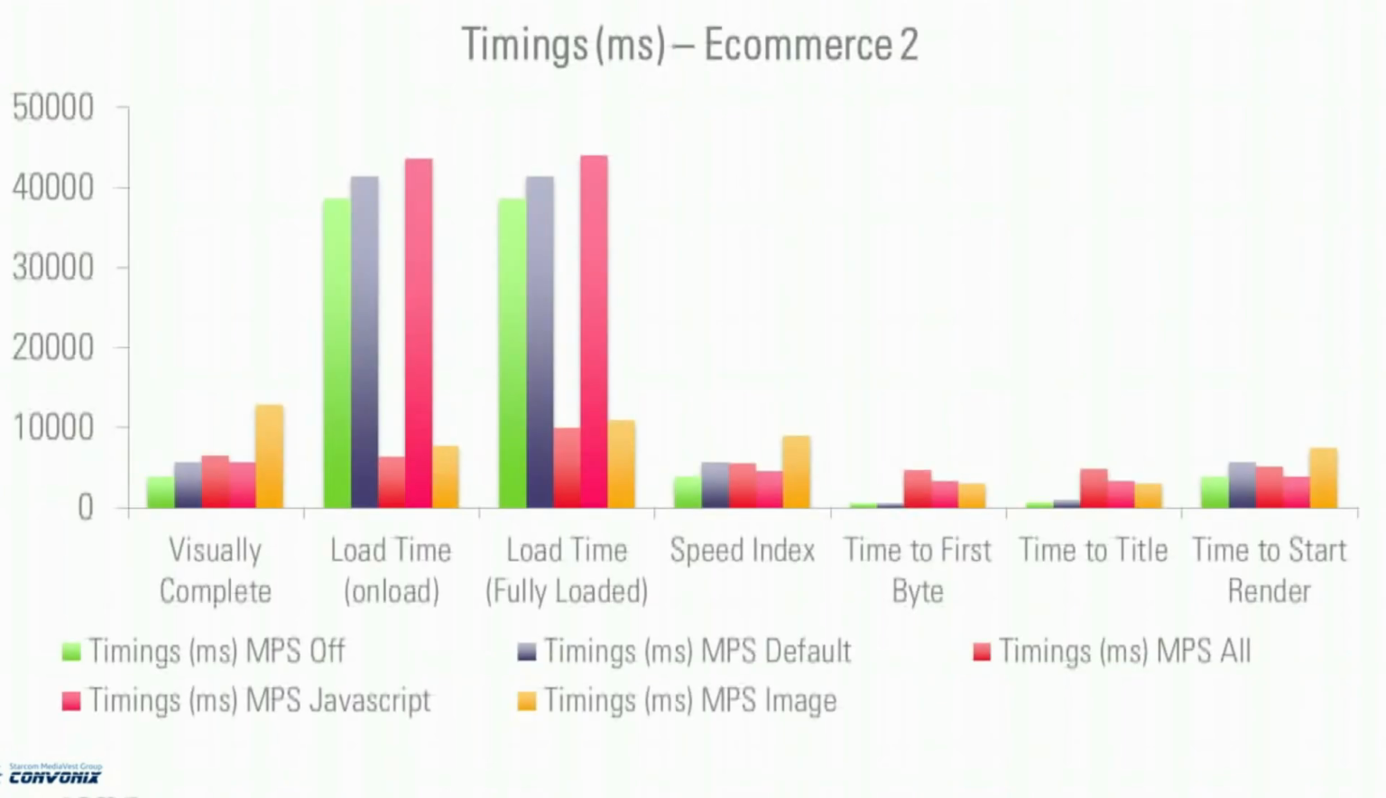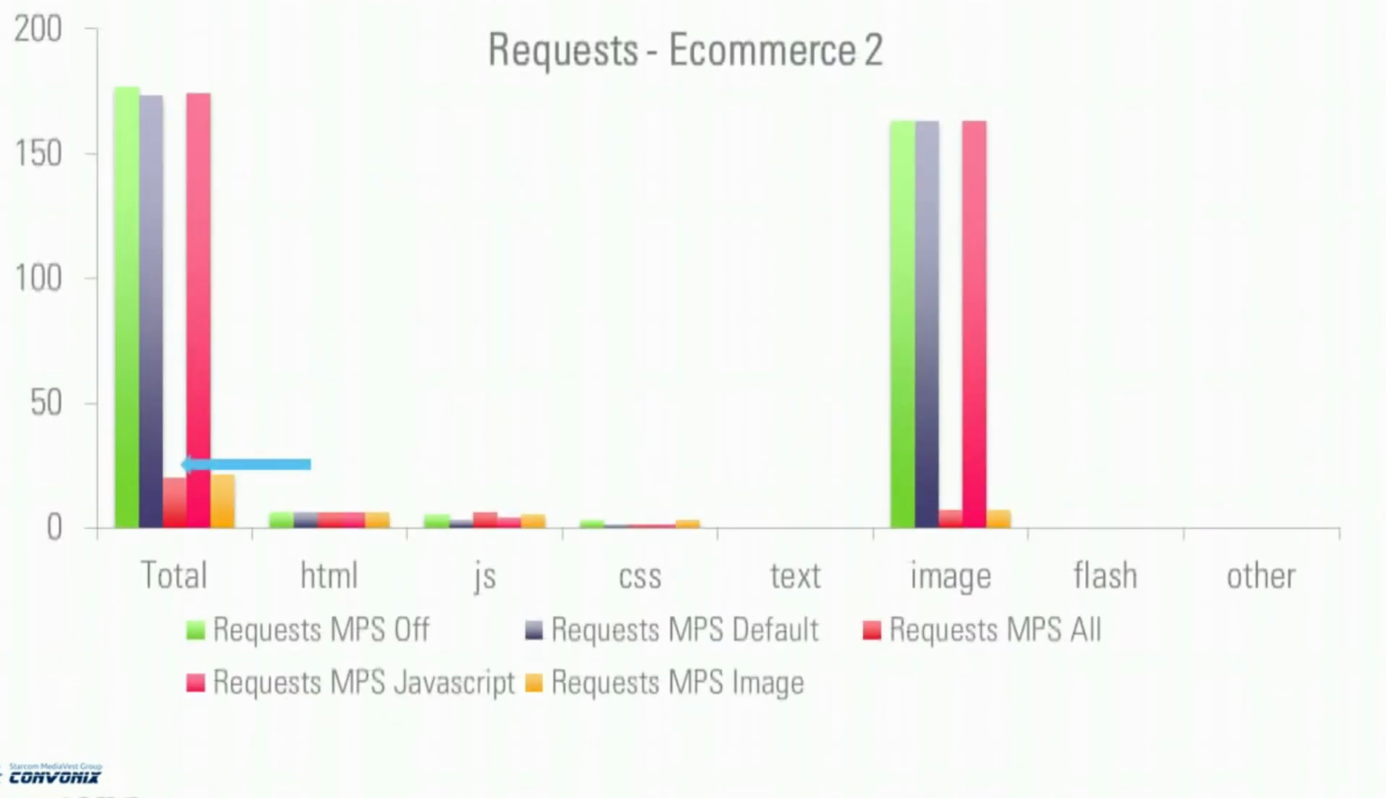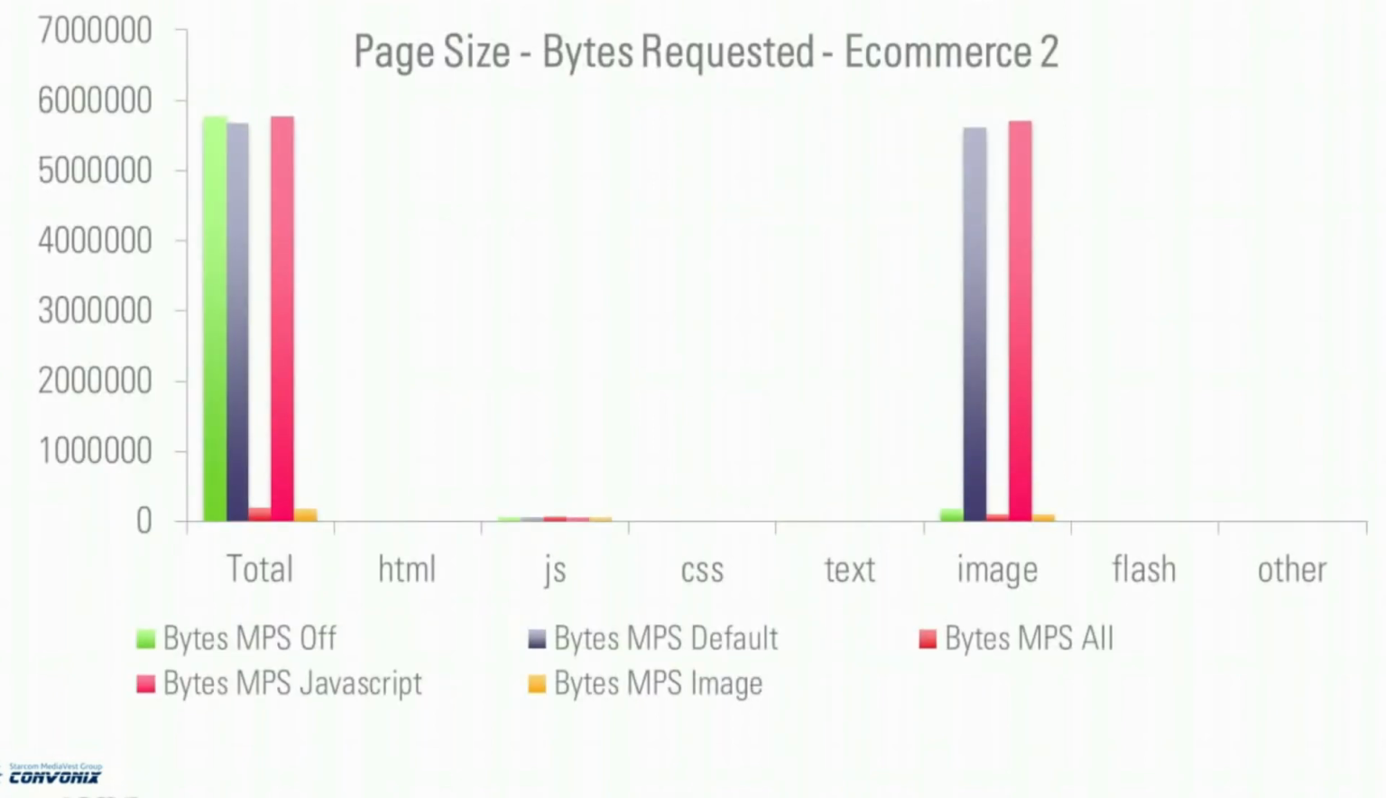Subsequently, we observed that in the e-commerce 2 test pages, the timing category metrics were being aced by all filters on, with our custom image filter a close second. We observed that again in the request category, all filters on showed the most reduction in the number of requests, with our custom image filter close behind. But in terms of reduction of page size, our custom image filter showed the most reduction, followed by all filters on.